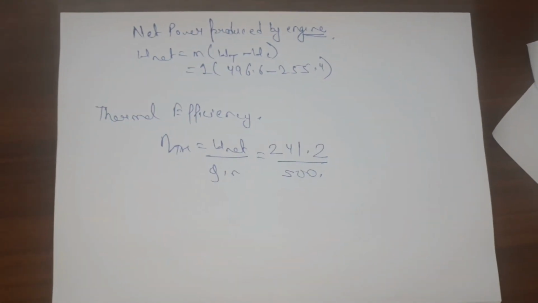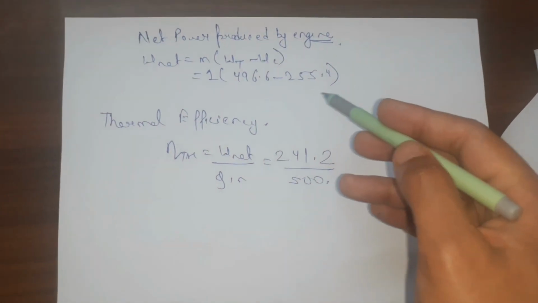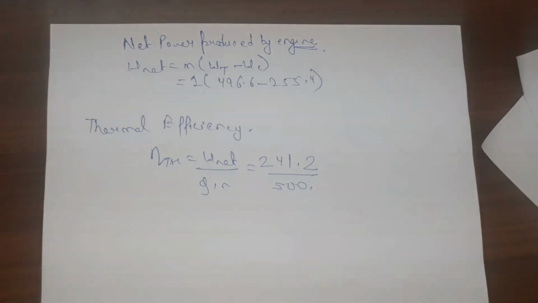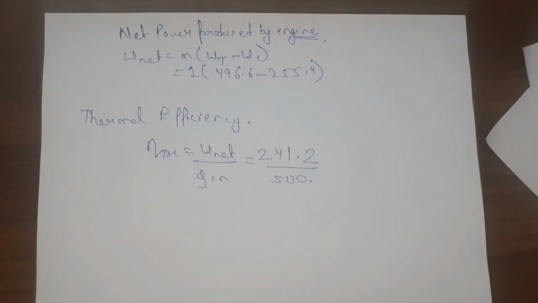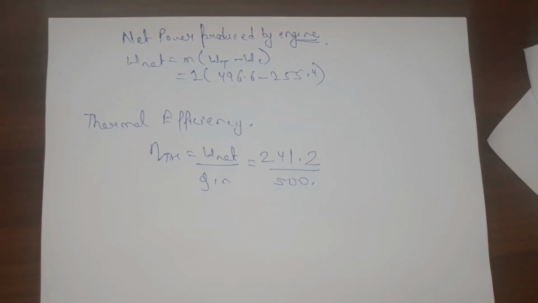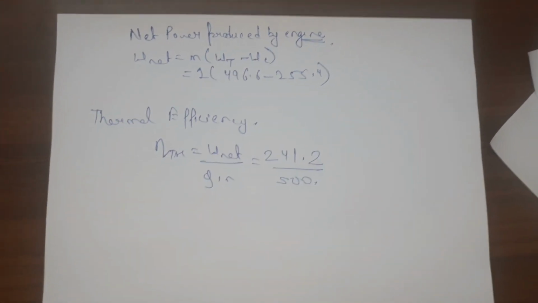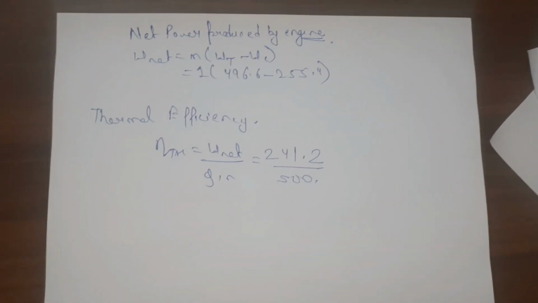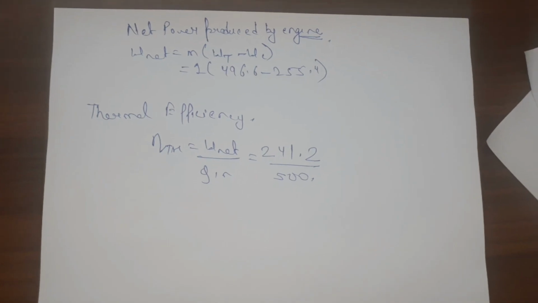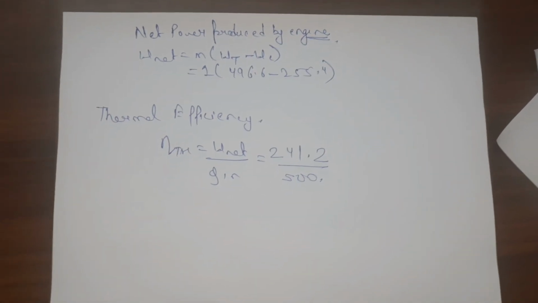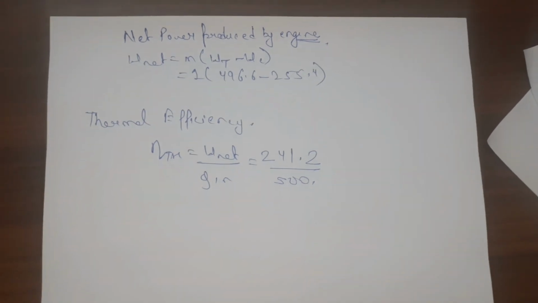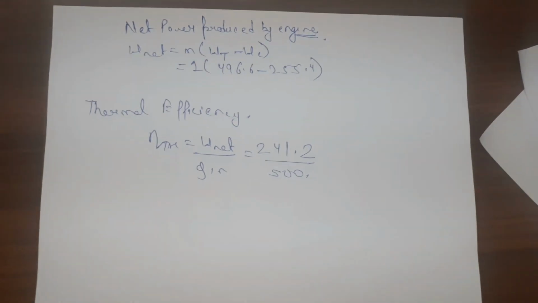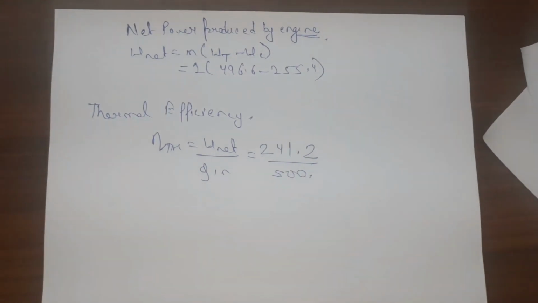Net power produced will be M into (Wt minus Wc), work done by the turbine minus work done by the compressor. Net power produced is nothing else but the net work done of the system or the process. This is how we calculate the net power of a particular cycle. So M is 1, Wt is 496.6, Wc is 255.4. This is how we calculated the net work done.